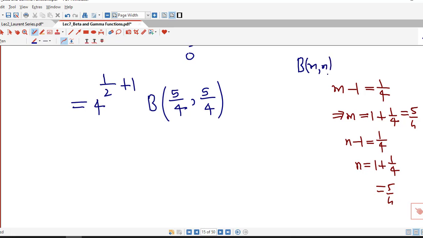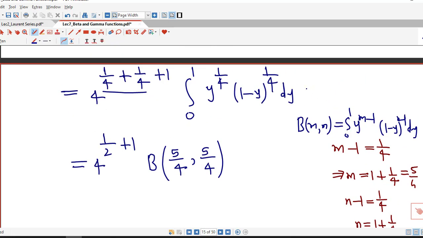Beta mn is nothing but integral 0 to 1 y raised to m minus 1 times 1 minus y raised to n minus 1 dy. So here m is 5 by 4, n is 5 by 4. So the value of this integral is nothing but beta function of 5 by 4 comma 5 by 4.